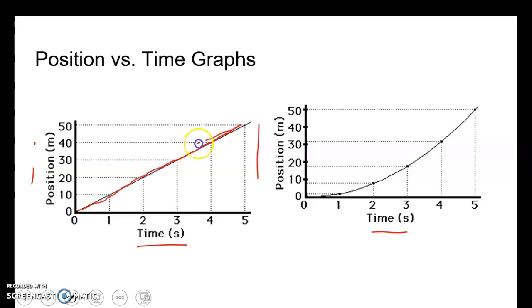You can see a straight line, which means things are moving at a constant velocity, or you'll see a curved line, which means you're accelerating. Straight line, constant velocity or no acceleration. Curved line, acceleration.